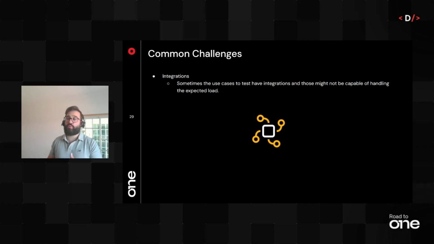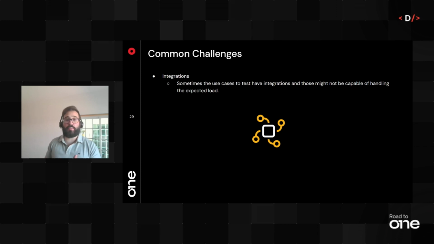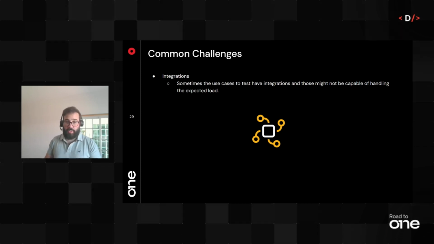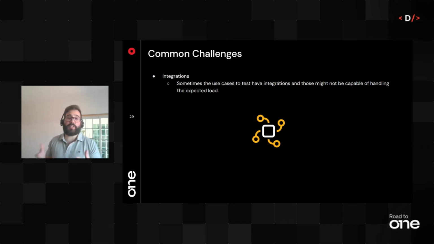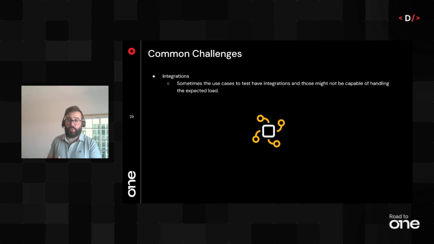So it is very important to know if all the integrations that are involved, either APIs or external databases, that are being called in our load test environment, either pre-production or other, have the necessary requirements and are ready to receive that goal, that expected load that we are aiming for.